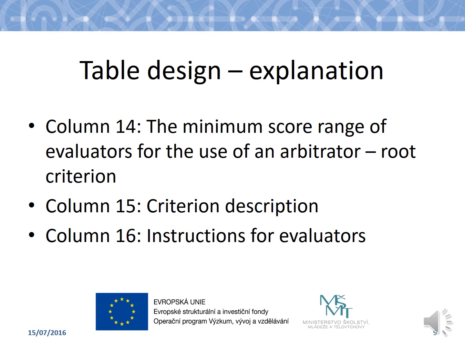Column 14, the minimum score range of evaluators for the use of an arbitrator, applies only to the root criteria. It shows the minimum score range which, if it materializes, means that individual evaluators will award scores with such a difference that it will require the use of an arbitrator for the evaluation.